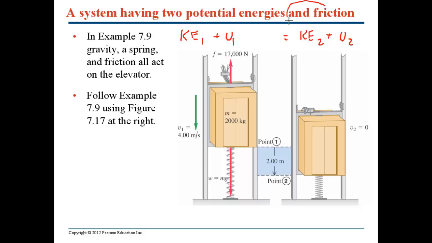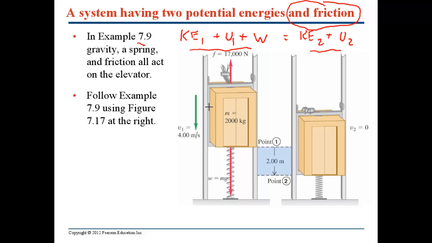Now we have to worry about this little bugger called friction. What friction is going to do is friction is going to do work. So we would write our kinetic energy plus our potential energy plus the work done by other things. This work can be due to friction, it can be due to a person, it can be due to anything. Now the sum of these three guys will be equal to the kinetic energy plus the potential energy at a second point. Example 7.9 is an excellent way to highlight that.